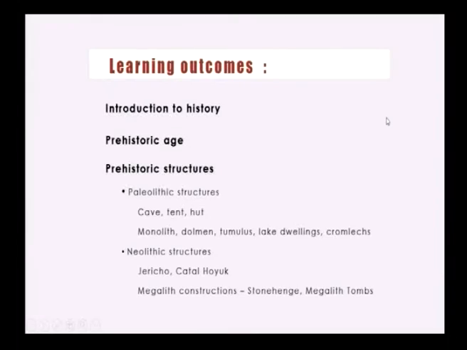Now, summarizing what you learned from this episode: you were introduced to history and the prehistoric age. Then we looked at prehistoric structures, which were divided into Paleolithic structures: cave, tent, hut. Then we looked at monolith, dolmen, tumulus, lake dwellings and cromlechs. Later we looked at Neolithic structures and the Neolithic settlements of Jericho and Catalhoyuk, and megalith constructions, Stonehenge and megalith tombs.